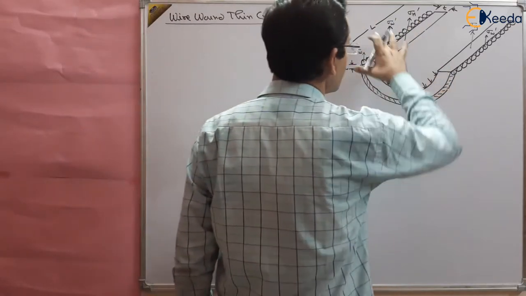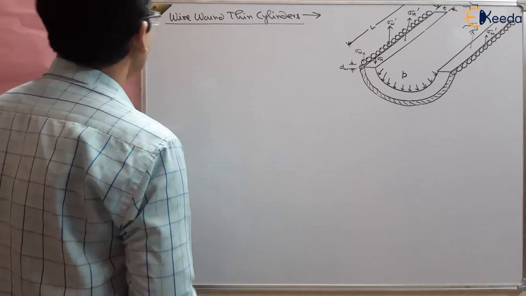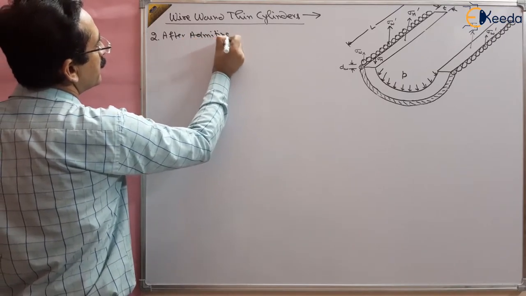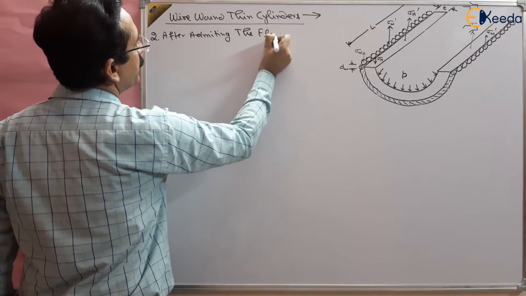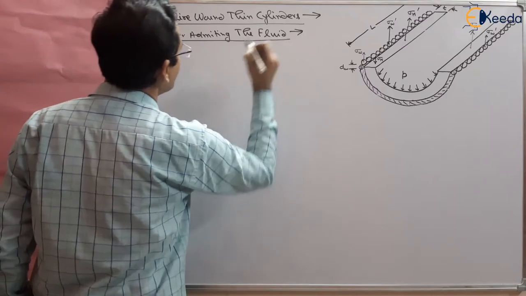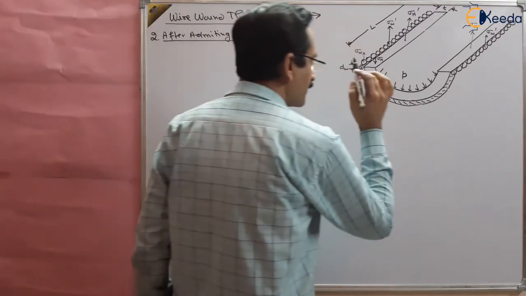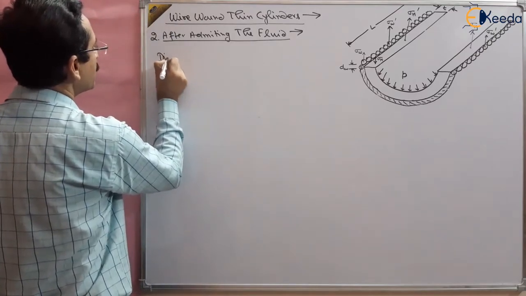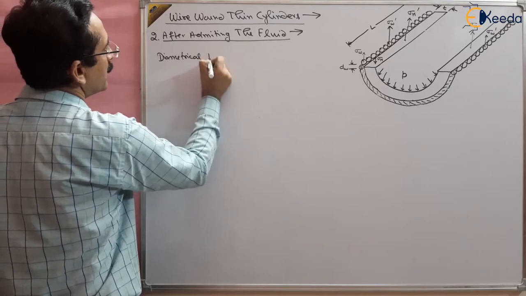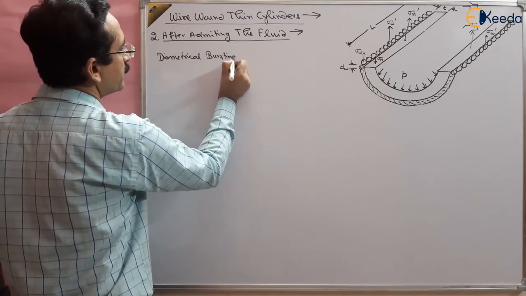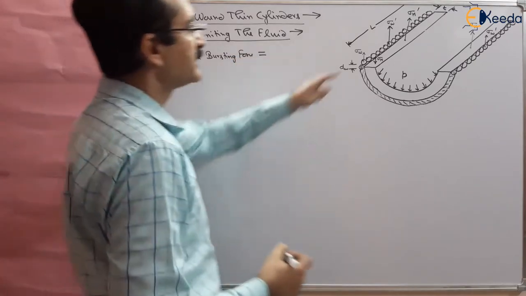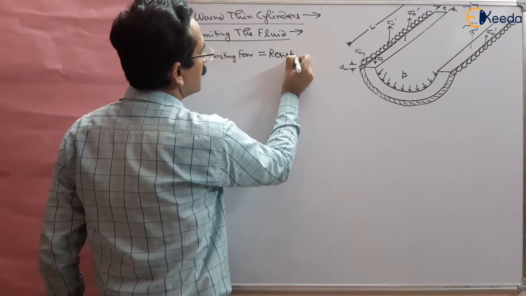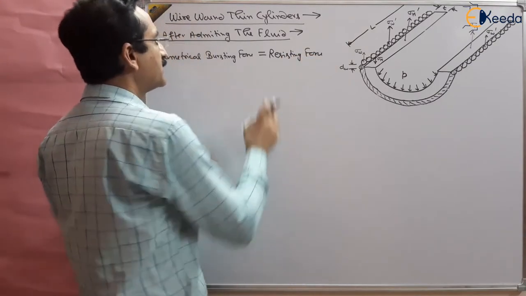So what is the relation between this bursting force and these resisting stresses? After the fluid is now admitted, the force due to this pressure, called the diametrical bursting force, is taken care of by the resisting forces from these two stresses. So this is equal to the resisting force. For static equilibrium, these two forces should be equal.